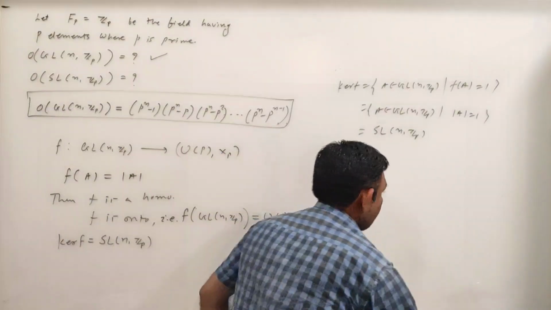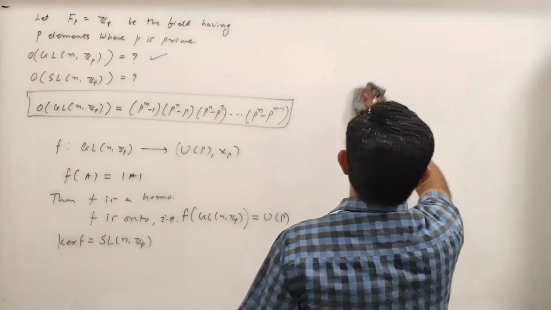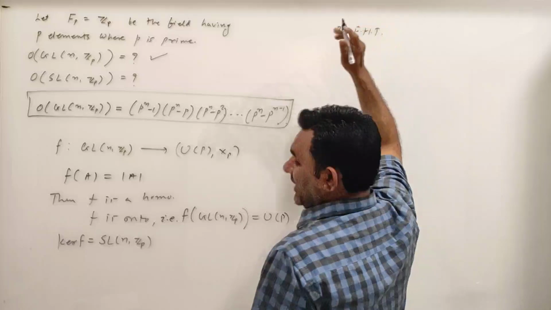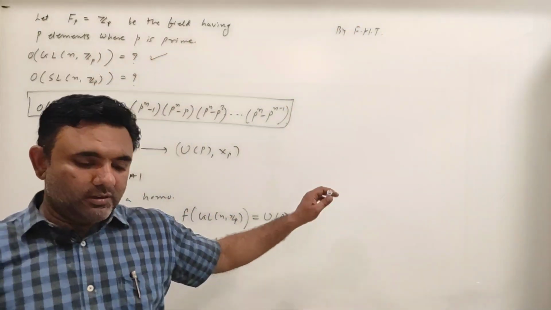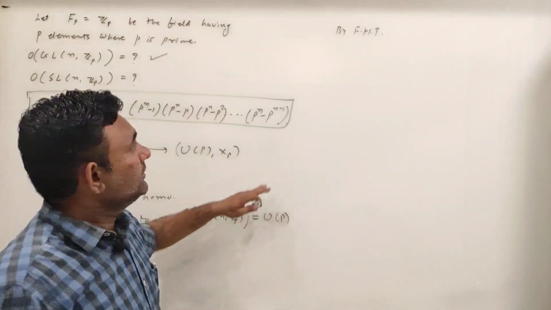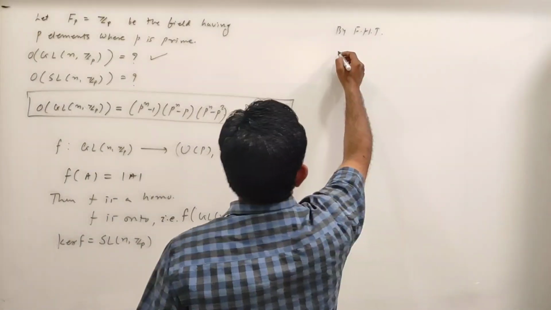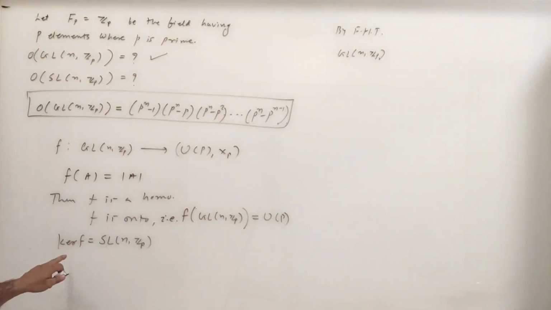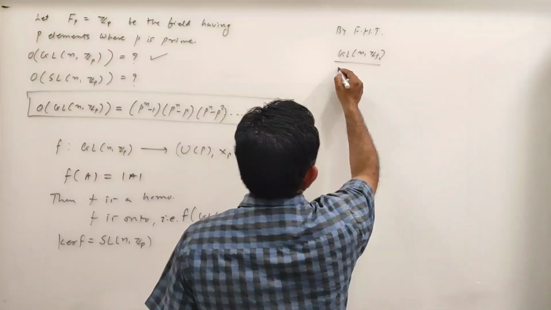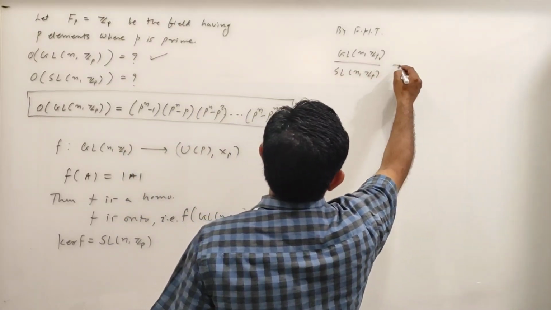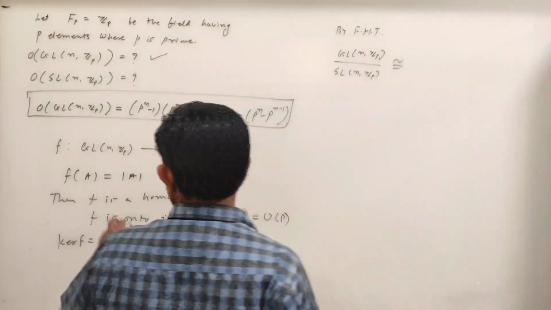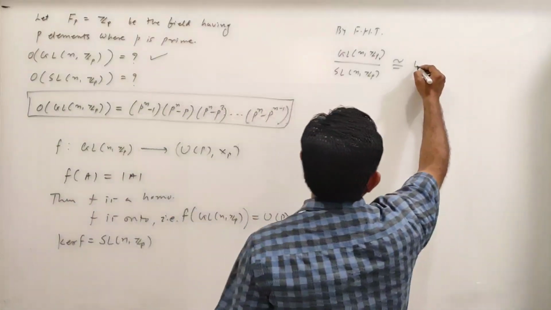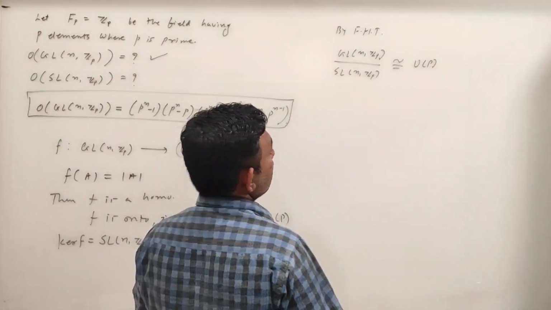So by the first homomorphism theorem, I think I am repeating the argument. Already I gave this argument in some previous lecture. By the first homomorphism theorem, GL_n(Z_p), that is G quotient kernel, where the kernel is SL_n(Z_p), will be isomorphic to f of GL_n(Z_p), and that is U_p. It is isomorphic to this one, right?